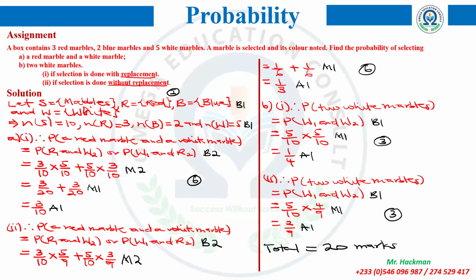Then if you come to this one, your first selection being white means when you go, you have 5 white out of a total of 10. Then times your second selection being red. Remember the first selection, which was white, was replaced. So your total number of marbles will be intact, your sample space intact. So if you go, you still have 3 red marbles to select out of 10.